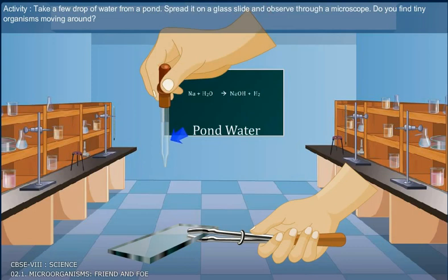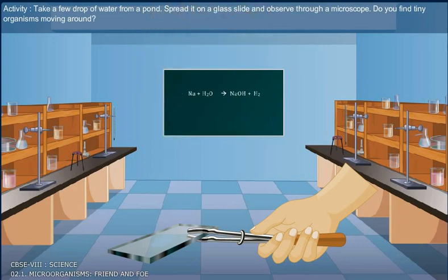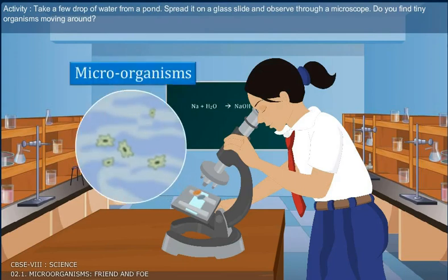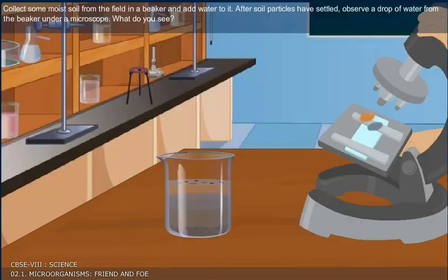Activity. Take a few drops of water from a pond, spread on a glass slide and observe through a microscope. Do you find tiny organisms moving around? Collect some moist soil from the field in a beaker and add water to it. After soil particles have settled, observe a drop of water from the beaker under a microscope. What do you see?